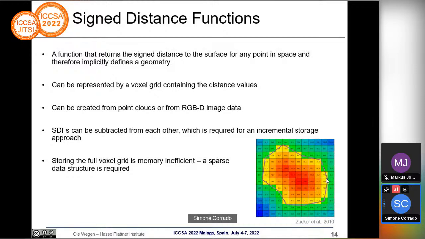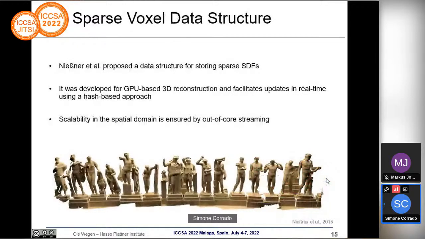Now, storing a full three-dimensional voxel grid is also very memory inefficient, so we need some way to make it sparse. Not every voxel contains necessary or useful information. And actually, Niessner et al. proposed such a data structure for storing sparse signed distance fields in 2013 already. They developed it for GPU-based reconstruction from image data.